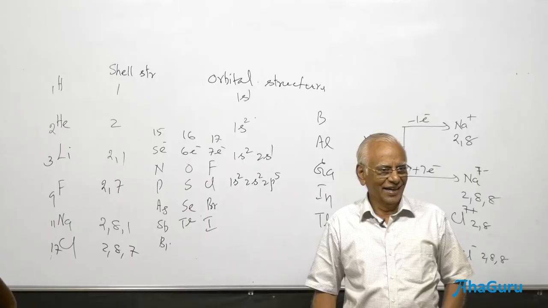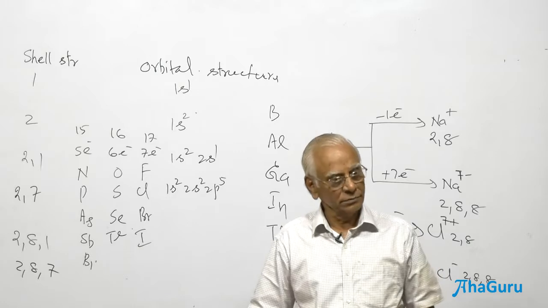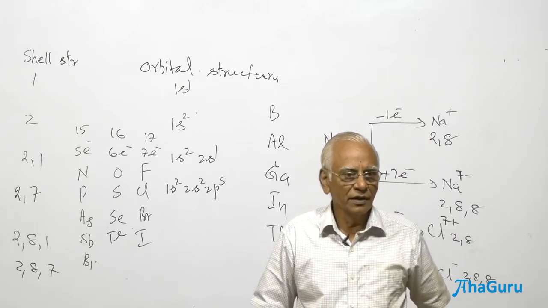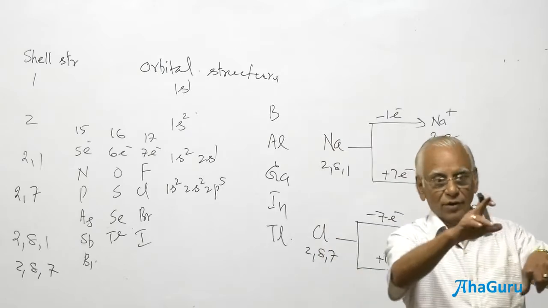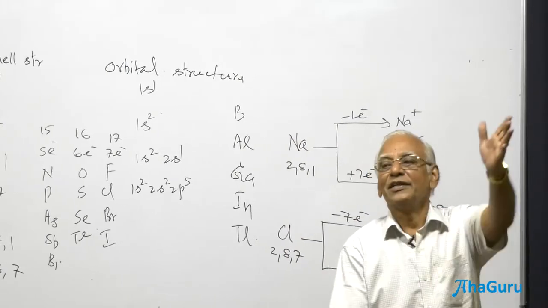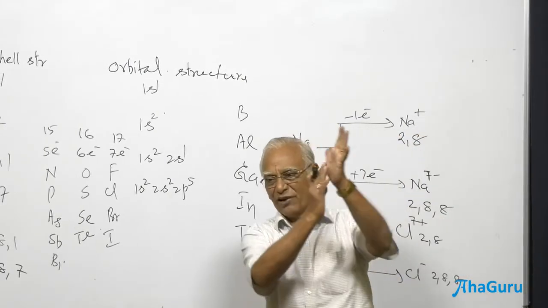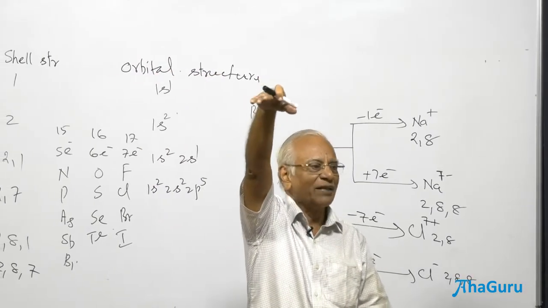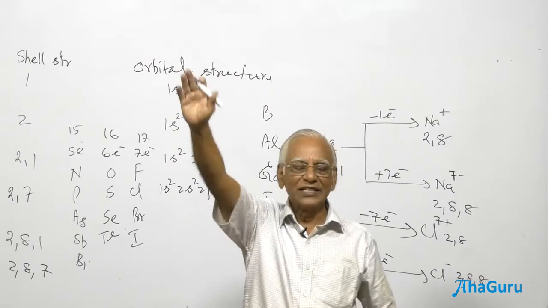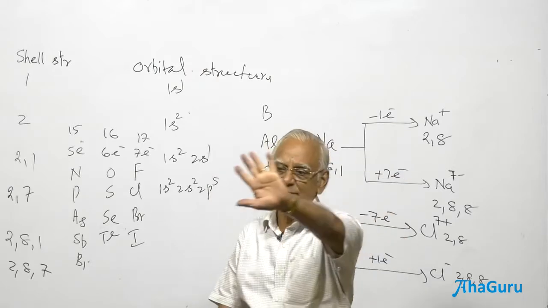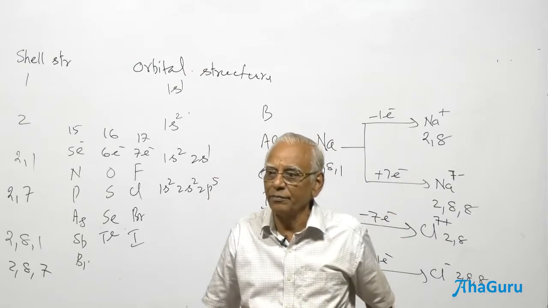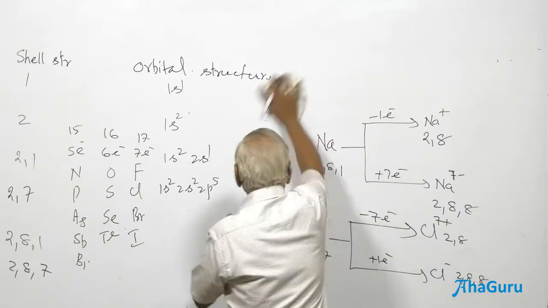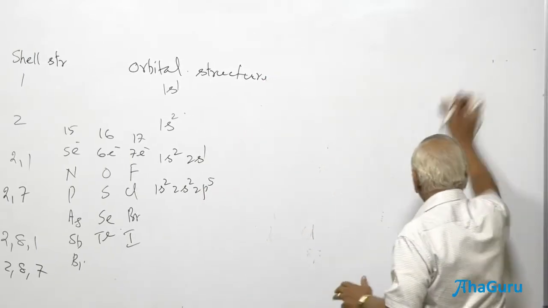So again, write the electronic configuration. Good, very good. You write the electronic configuration and then look at the last shell electrons. Wonderful. Write the electronic configuration and find out whether you have got more than 4 or less than 4. If it has more than 4, it is an electronegative element. If it is less than 4, it is going to be electropositive. That is the simplest way of identifying an element from the atomic number. Wonderful.